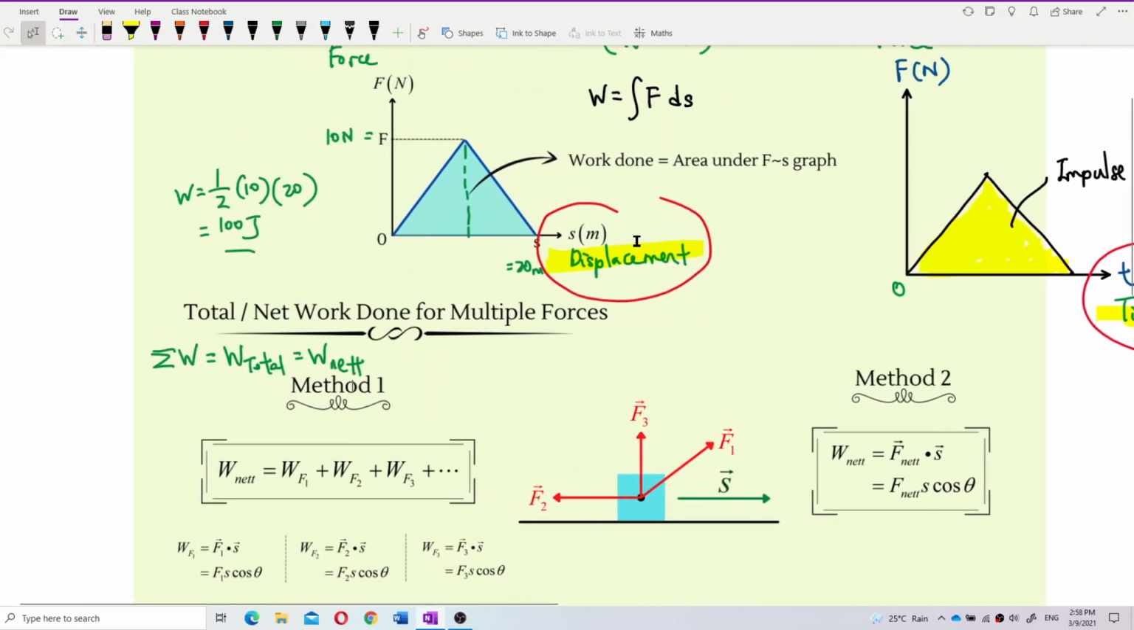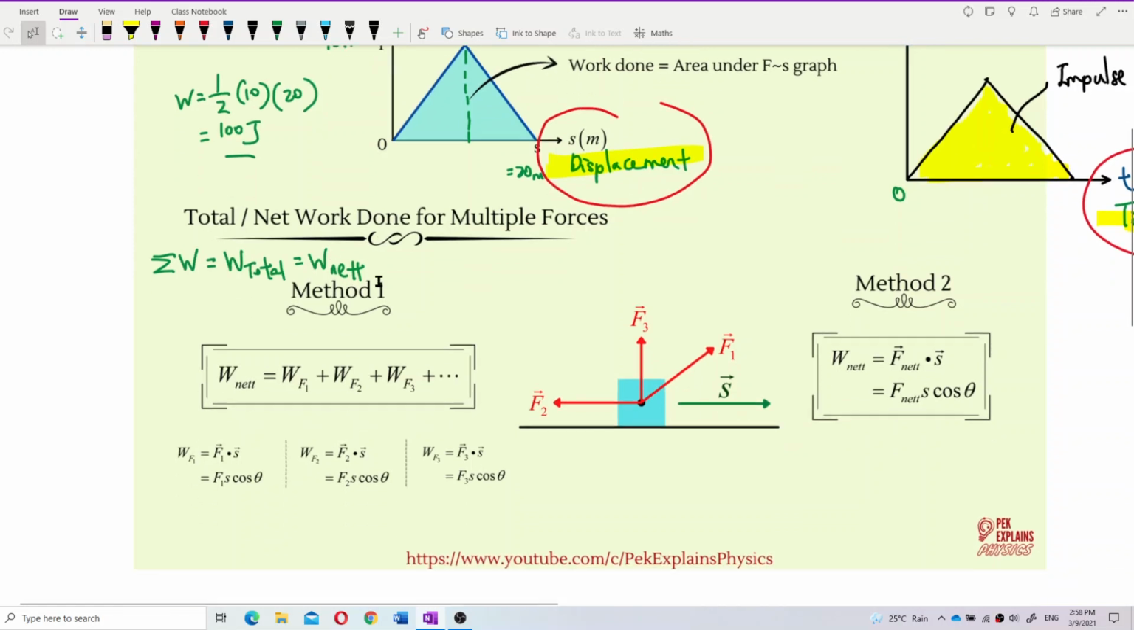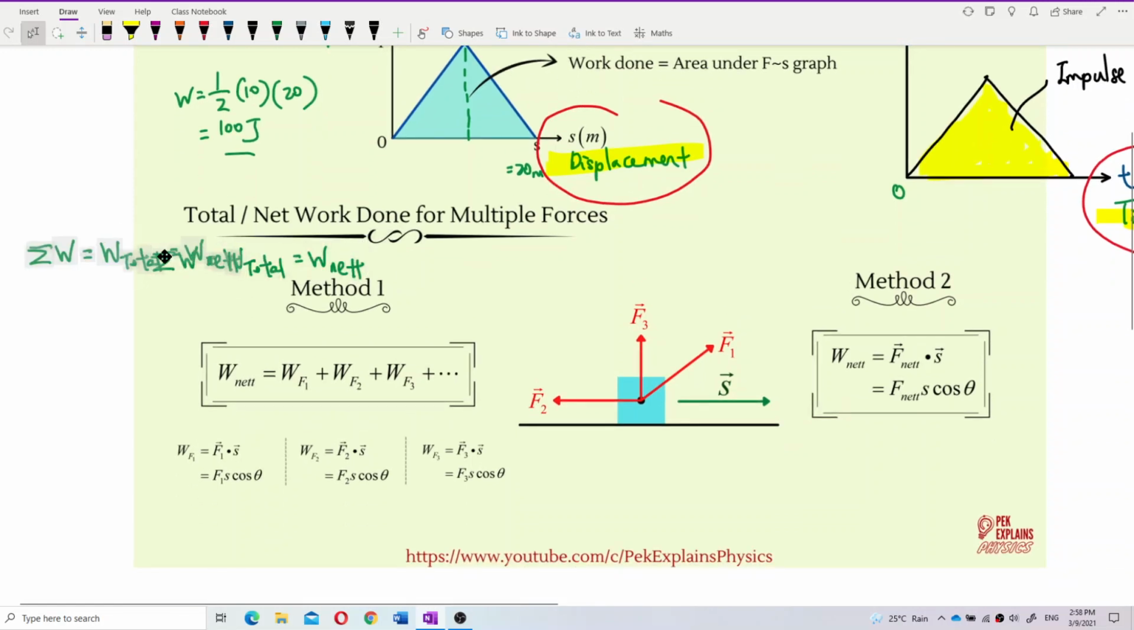Look at here. We have two methods to find the total work done. Let's say now a block is acted on by not just one force, but multiple forces. Let's say you have three forces, F1, F2, F3, all acting on the same object. So what is the total work done by all these forces?